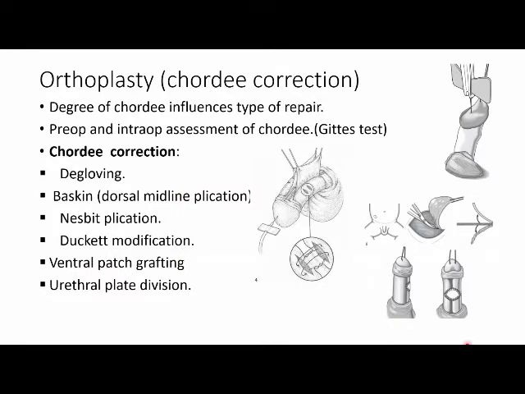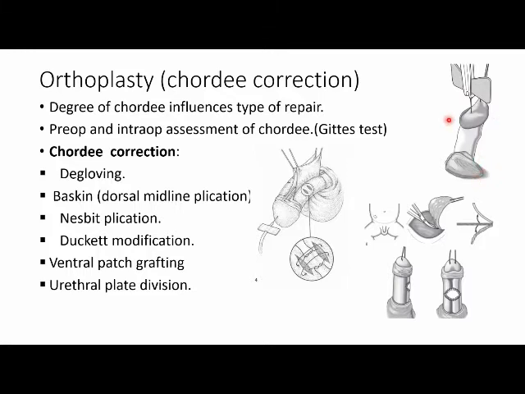Coming to the major steps of hypospadias repair, the first one is orthoplasty or chordee correction. The degree of chordee always influences the type of repair you are planning to use. Chordee can be assessed partially in the preoperative period, but a complete and accurate assessment is feasible only in the intraoperative period after degloving the penis and doing an artificial erection test called the Gittes test. In this, as you can see in the picture, using a 25 gauge butterfly needle, you inject 5 ml of saline into the corpora to create an artificial erection of the penis.